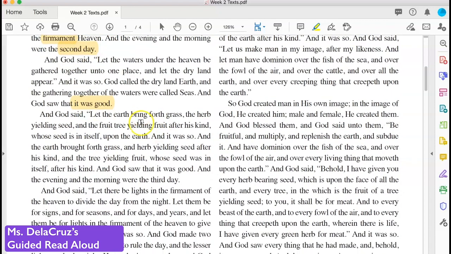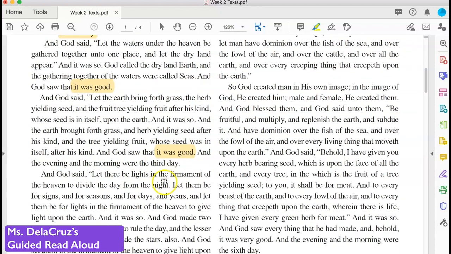Again, it was good. And God said, "Let the earth bring forth grass, the herb yielding seed, and the fruit tree yielding fruit after his kind, whose seed is in itself upon the earth." And it was so. And the earth brought forth grass, and the herb yielding seed after his kind, and the tree yielding fruit, whose seed was in itself after his kind. And God saw that it was good. And the evening and the morning were the third day.